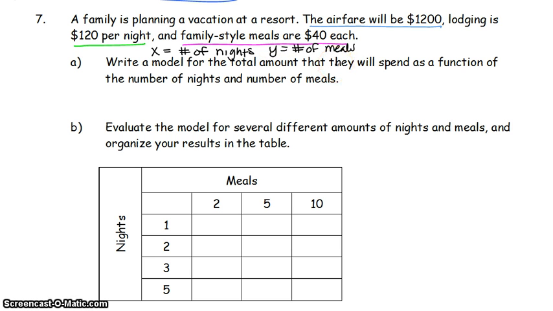What I want you to do is press pause and see if you can come up with an equation that would represent everything in one. You should have your two variables, your x and your y, and a third variable for what it's equal to. Okay, if you didn't get it before, hopefully it makes sense now. I used C for total cost, $1,200 for your flat rate, $120 for every night, and x is the number of nights, $40 for every meal, and y is the number of meals.